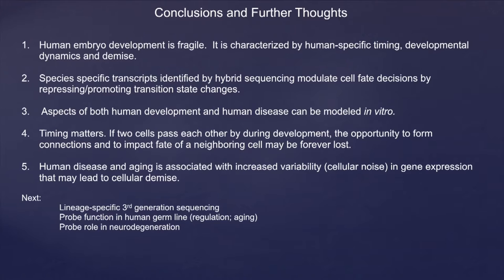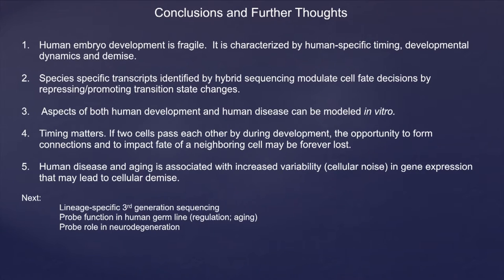And so with that, let me just stress a few things. The first is human embryo development is amazingly beautiful and amazingly fragile. Most embryos don't make it. Human embryo development is characterized by the expression of human-specific genes that might regulate human-specific dynamics such as timing and survival or demise. These species-specific transcripts were identified by this process of hybrid sequencing, and they may modulate fundamental cell fate decisions in the human embryo by promoting timing of transition state changes from a 2-cell to a 4-cell to an 8-cell to a morula and a blastocyst and beyond.